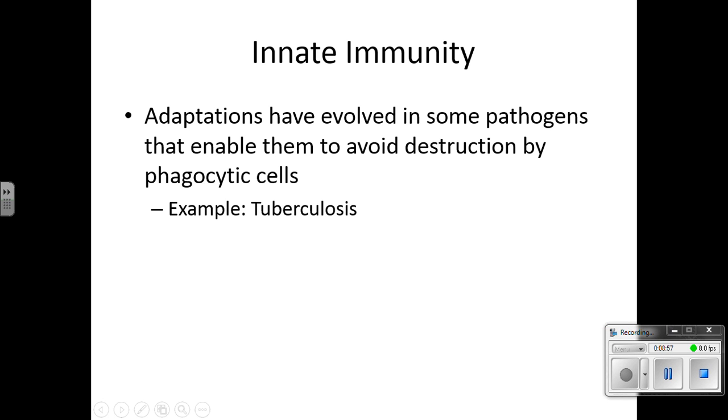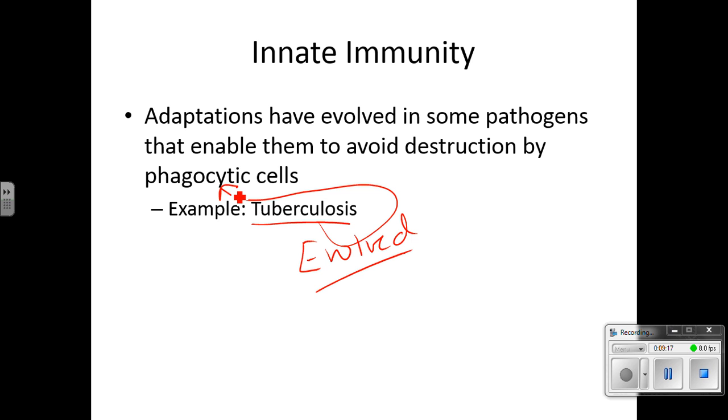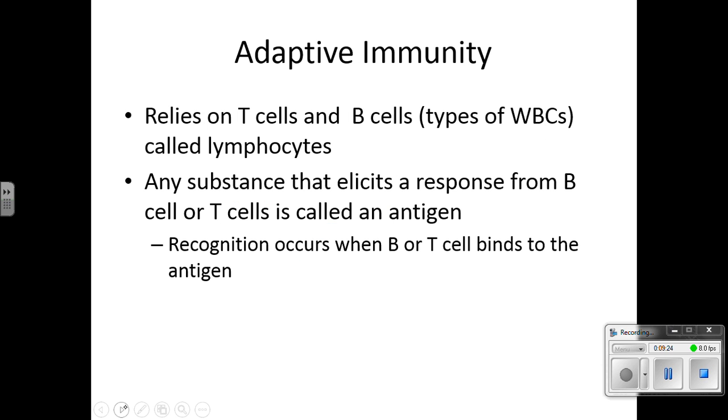Adaptations have evolved in some pathogens that enable them to avoid destruction by the phagocytic cells. For example, tuberculosis. This is a bacteria that causes tuberculosis. And this has actually evolved over time to be resistant to the medications that we currently use for it, and also has been able to avoid those cells that are supposed to engulf it and get rid of it before you have a problem. Your adaptive immunity relies on T cells and B cells.